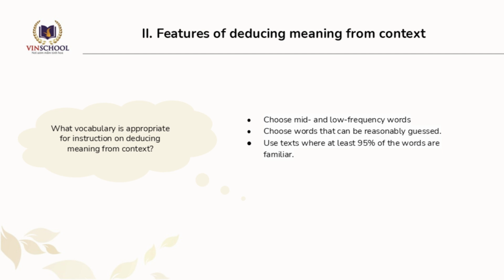When students receive training in guessing meanings from context, it's best for them to work with texts in which at least 95% of the words are ones they already know. This familiarity allows them to access the clues present in the text. Furthermore, the words selected for this guessing practice should actually have enough context clues to be decipherable. For example, adjectives are often challenging to guess because they don't interact much with other words, whereas nouns and verbs typically provide more clues and are easier to infer.